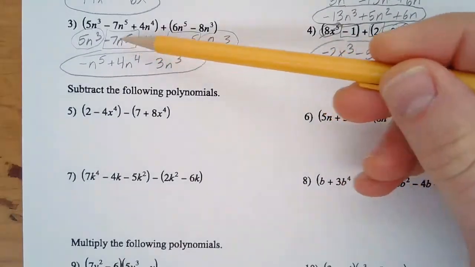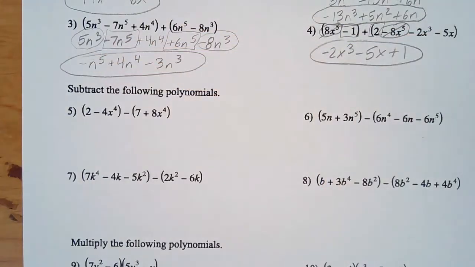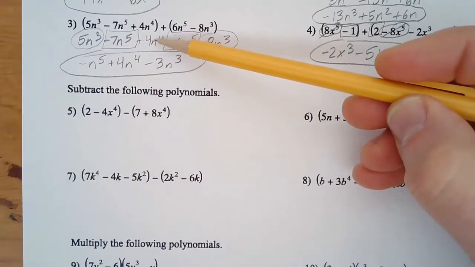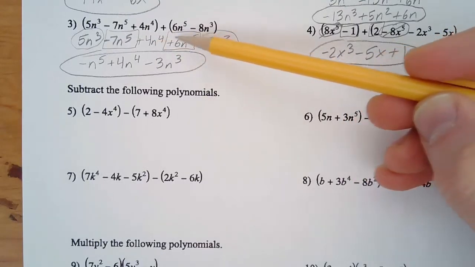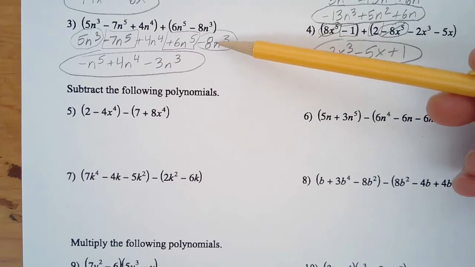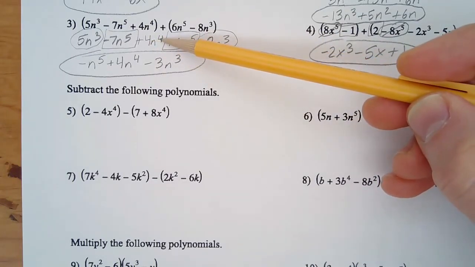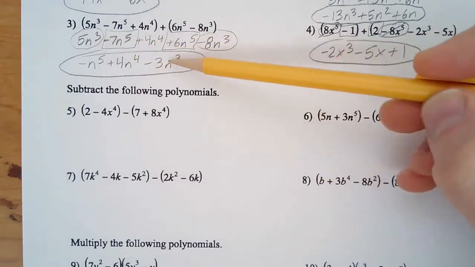So I added these first. I got -1 into the 5th, which you don't have to write the 1, but you have to write the negative. And then this 4 into the 4th had no term that was like it, so it just kind of comes along for the ride. And then I did that one next because that was the term with the next highest exponent. And then of course I combined those two for that.